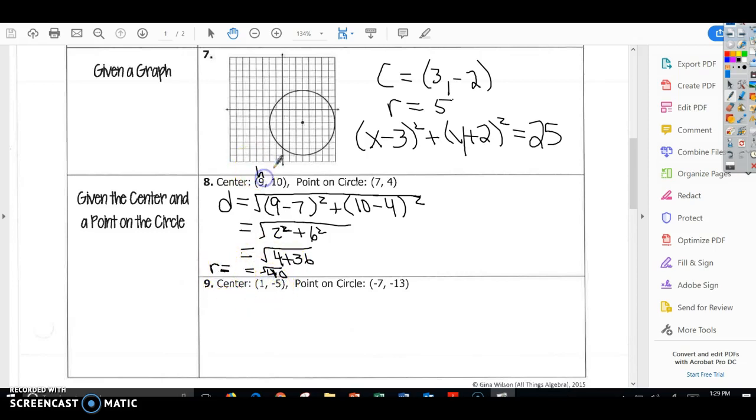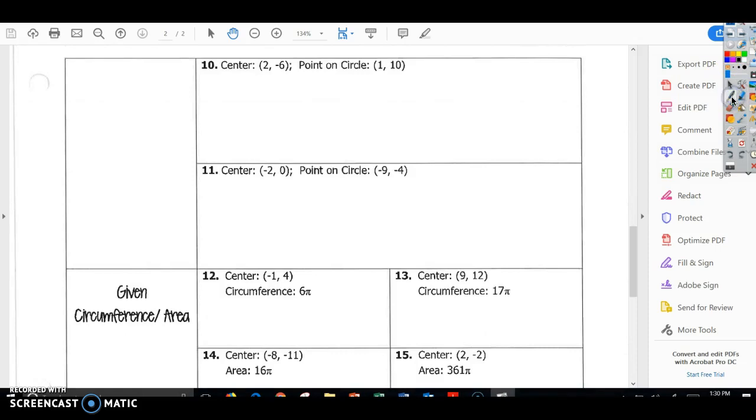So we know h and k. So we're going to have x minus 9 squared. And we're going to have y minus 10 squared equals. And then if we take the radius and square it, the square undoes the square root. And that gives us 40. All right, we're going to do one more of these quickly. We're going to use the center and a point on a circle to find the radius using the distance formula.